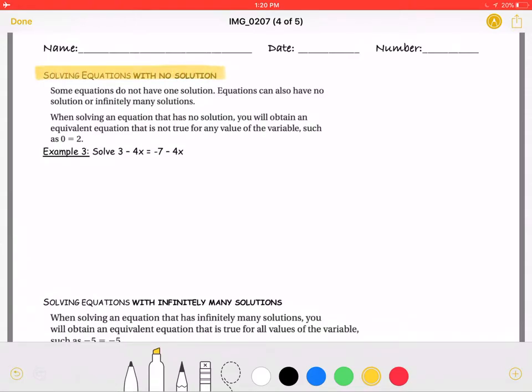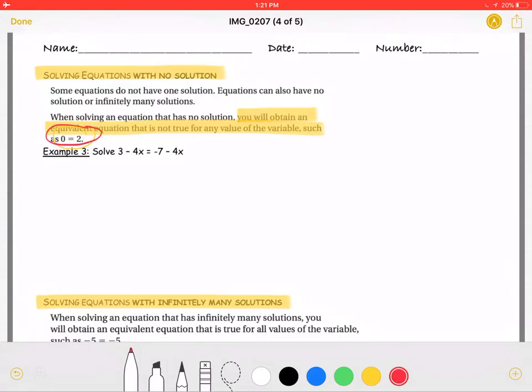Some equations do not have one solution. Equations can have no solution, or they can have infinitely many solutions. So when solving an equation that has no solution, you will obtain an equation where it's not true. You'll come down to a point where it'll say 0 equals 2, for example, but that's not true. 0 does not, in fact, equal 2. So you would say that there is no solution to this equation.